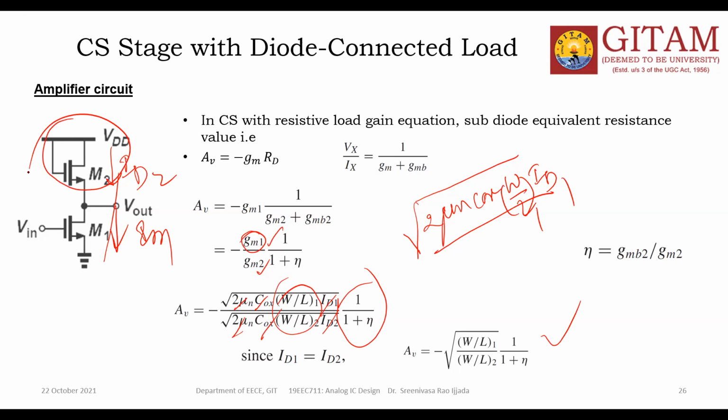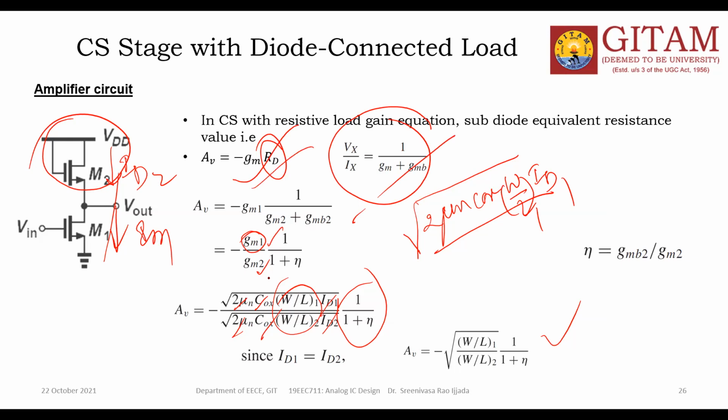So now I hope you understand. This is the same equation we derived earlier for the CS stage with RD load. In place of the load value, substitute this value. The impedance was already calculated for the second, upper transistor because it acts as a diode. So you did the analysis, and the impedance of that diode connected device is 1 by gm plus gmb. Now substitute this value in the RD place.